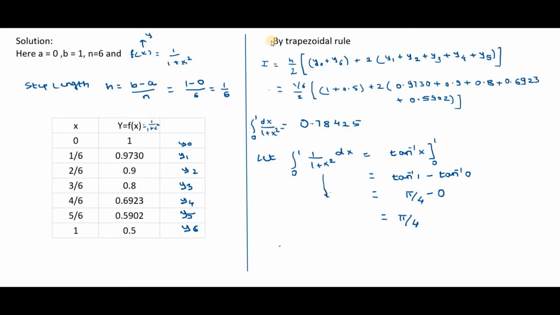and we have obtained the value of integration 0 to 1 divided by 1 plus x square as 0.78425. So I will write here its value is equal to 0.78425. Transpose this 4 to the left hand side, and if you transpose the 4 to the left hand side, then 4 into 0.78425 is equal to, you will get 3.137. So this is the required value of pi.